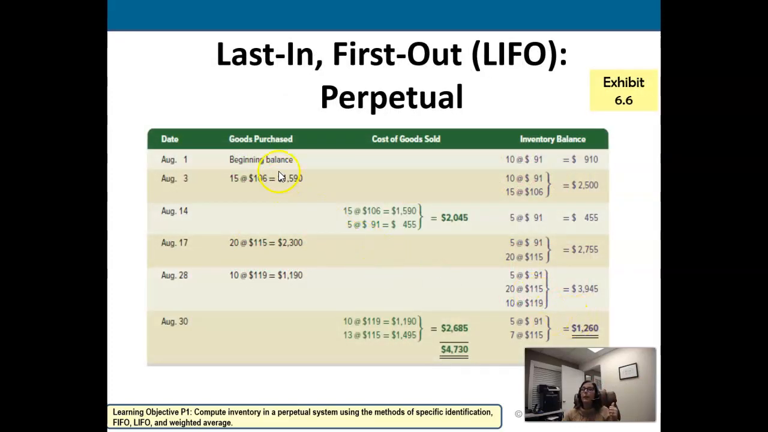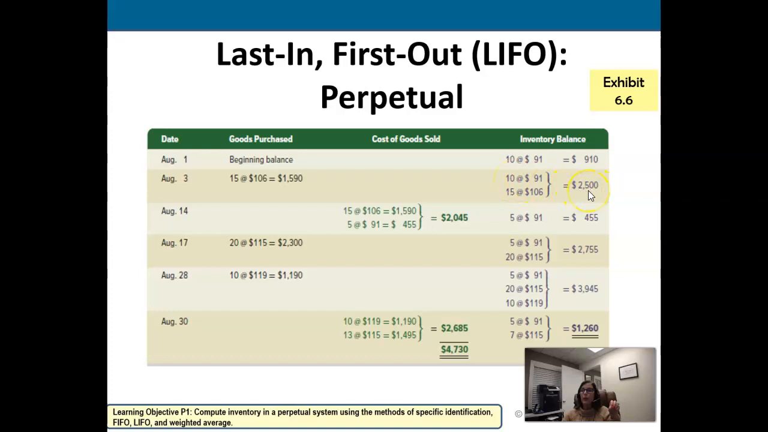So same example here. We've got the same purchases coming in, but now when we go to make that first sale on August 14th, instead of taking first from the beginning inventory, nope, we're going to take first from the stuff we just bought. And of the 20 items we sold, we're going to take 15 of them out of the August 3rd purchase and then the remaining 5 out of what was in the beginning inventory.